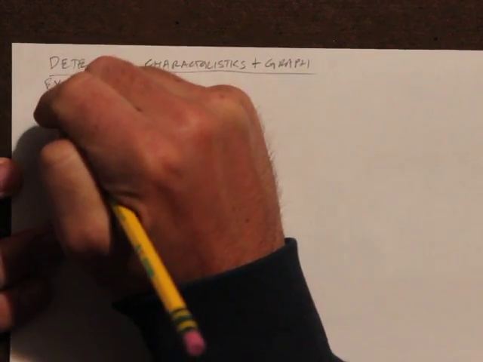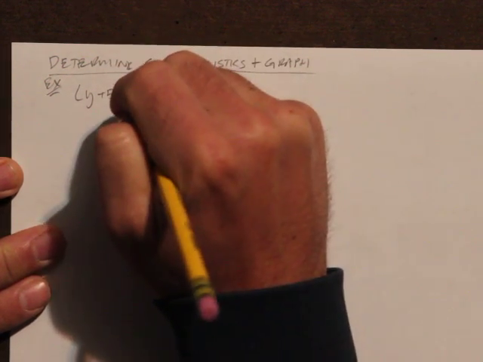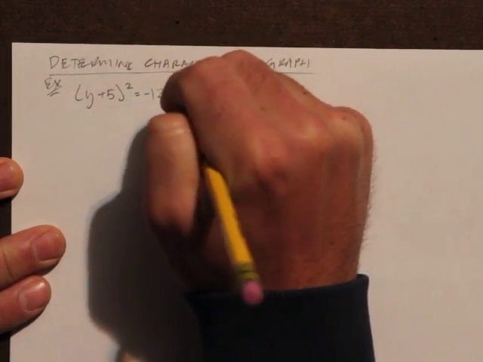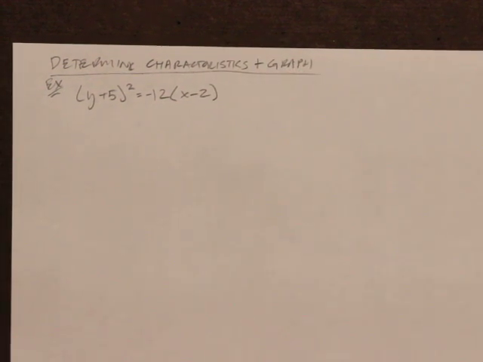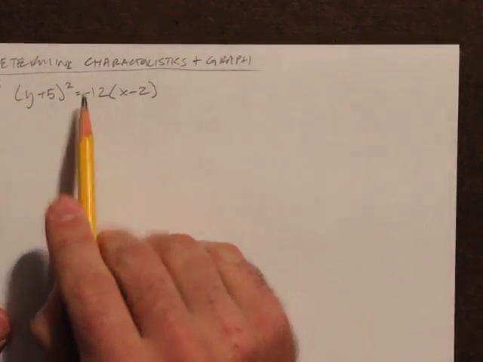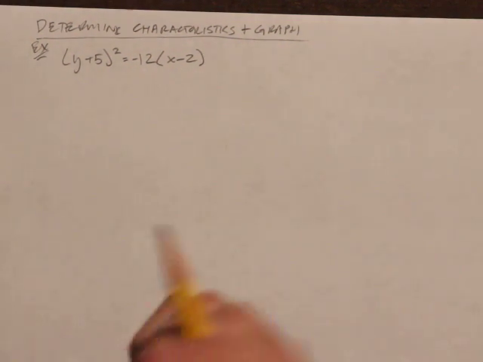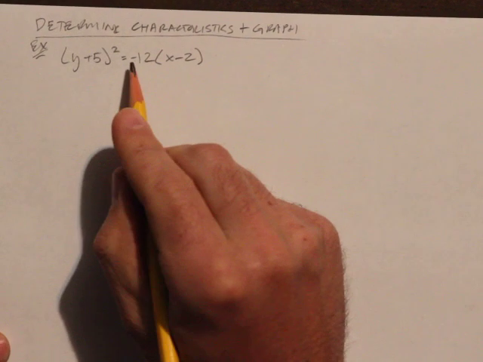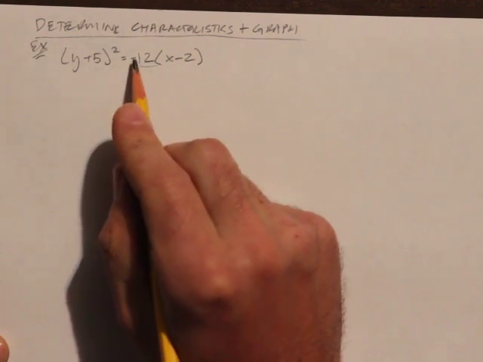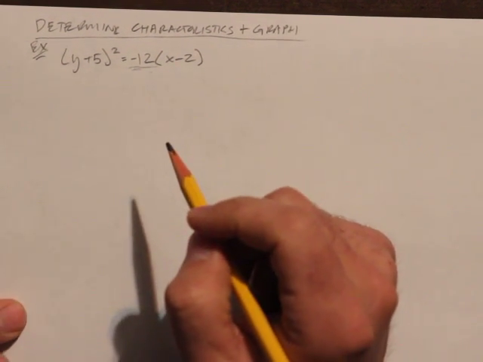All right, here's your example. If I have y plus 5 squared equals negative 12 times x minus 2. Based on what we just looked at, my y is going to be squared here, so I know that my parabola is going to be opening to the right or to the left. I also see that this is negative, so it's going to be opening to the left. So I already know quite a bit about this parabola.